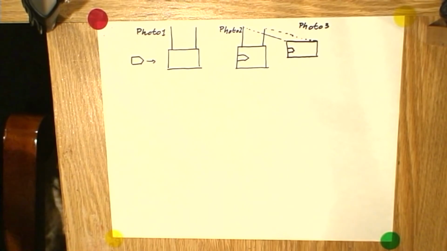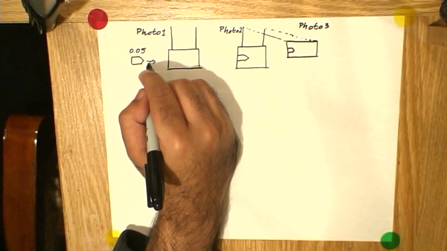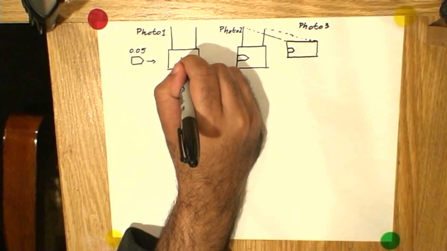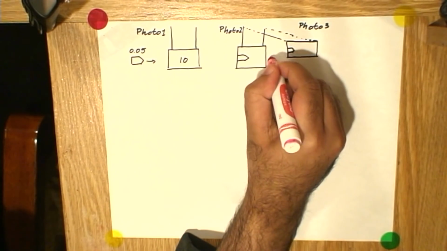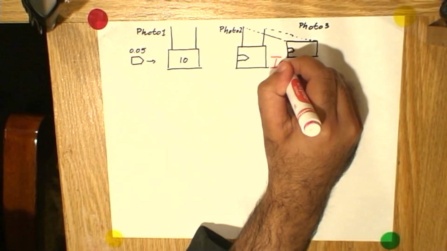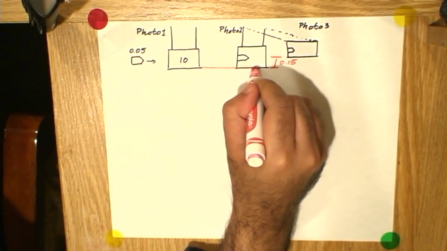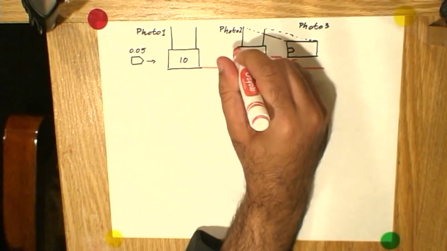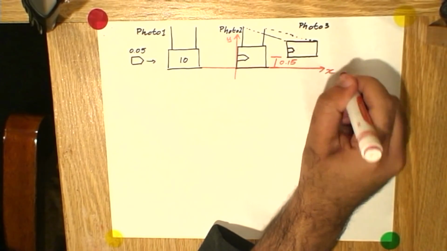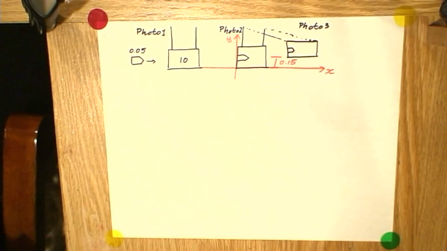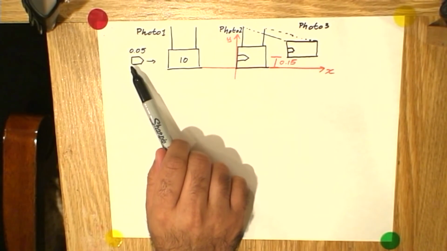Now let's put in all the information we know. The bullet has a mass of 0.05, but its initial velocity is unknown. The box has a mass of 10 kilograms. And after the collision occurs, the box rose by a distance of 0.15 meters. I'm going to set upwards as my y-axis and rightwards as my x-axis. Now we are ready to solve for what was the initial velocity of the bullet.